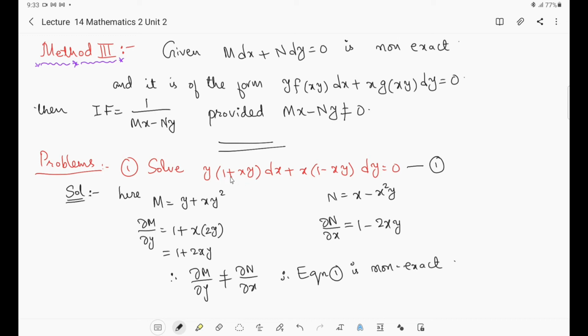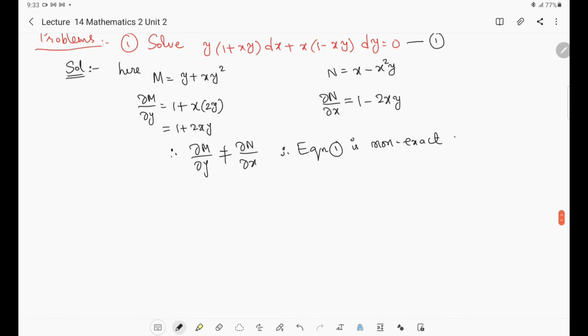Now, if you observe this equation carefully, it is of this form: y into a function of xy. You see that y into a function of xy are together and having the same power. Here also, x into a function of xy. So this equation is of the form y f(xy) dx plus x g(xy) dy. So equation 1 is of this form. If the equation is non-exact and of this form, then the integrating factor is given by 1 by (Mx minus Ny).